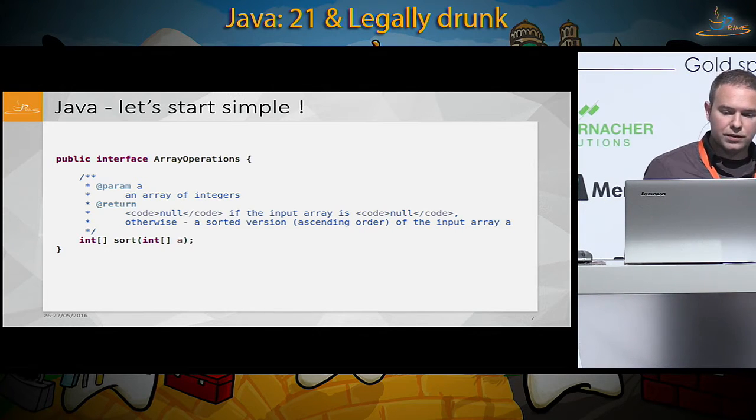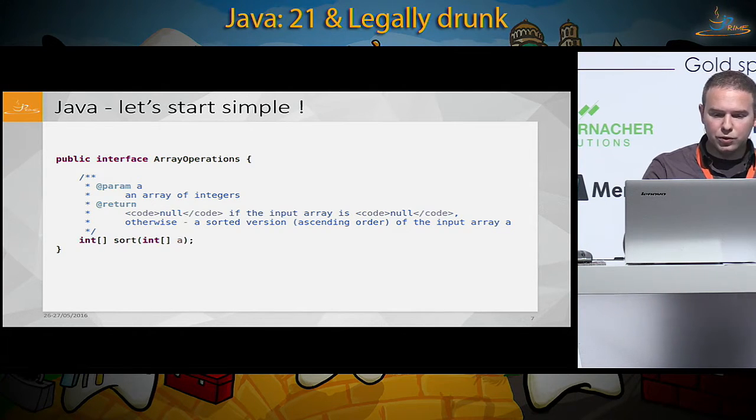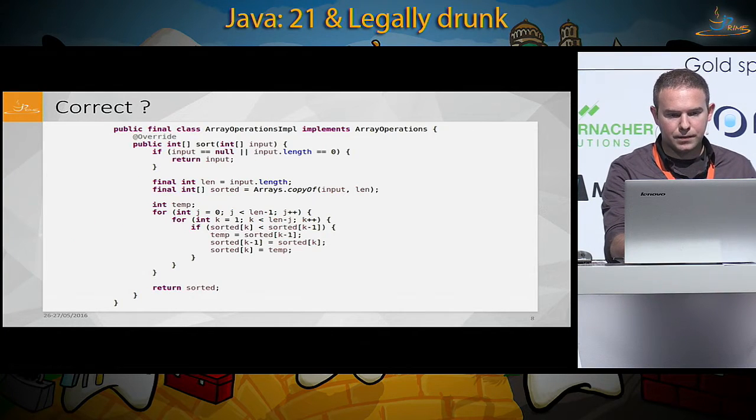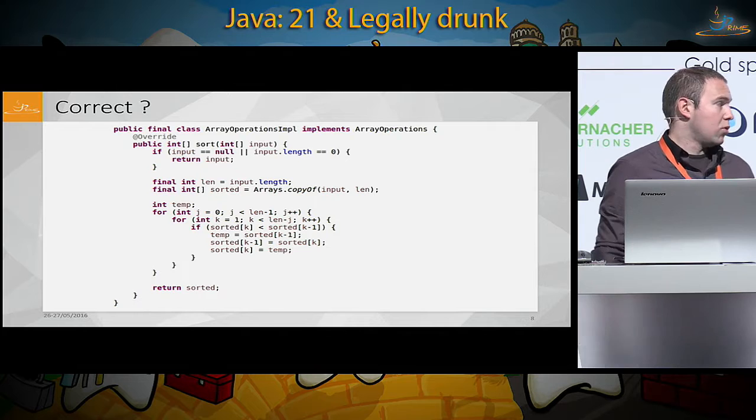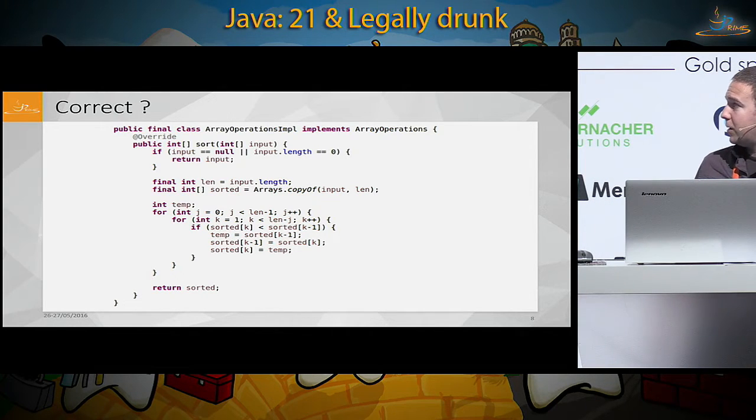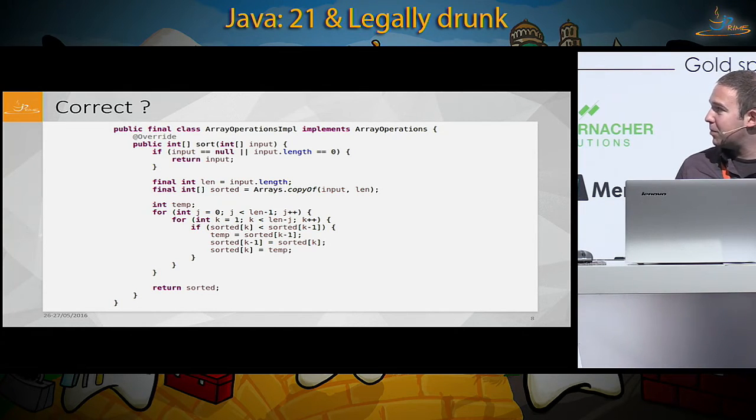And it's important that this is defined on top of the interface and not the implementation itself. So we define the contract in the best and most precise way we can, while we don't yet have an implementation. So here is one possible implementation. You will recognize the bubble sort algorithm, which is not the best. But my point is, can we be sure that this works?